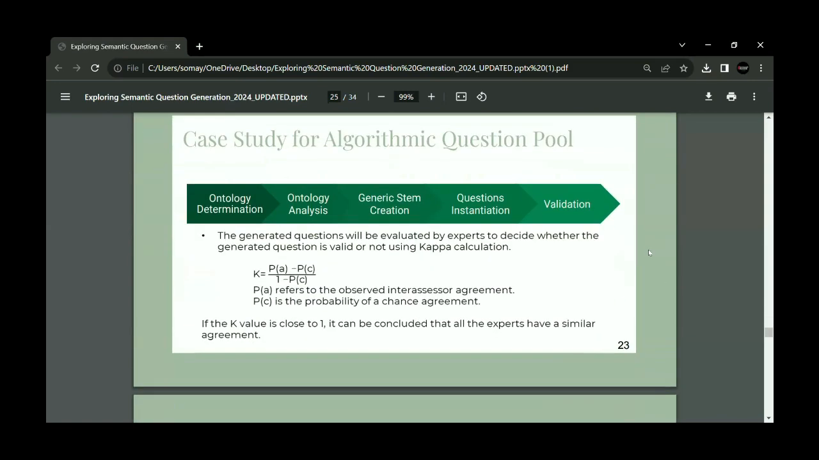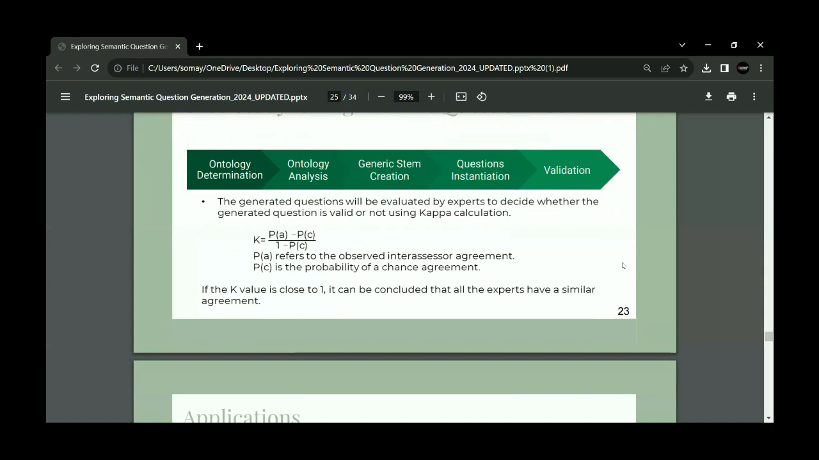For the validation, our proposed approach is that the generated questions will be evaluated by experts to decide whether the generated questions are valid or not, using the kappa calculation, which computes the inter-assessor agreement between those experts.